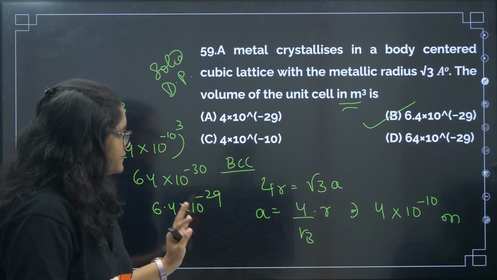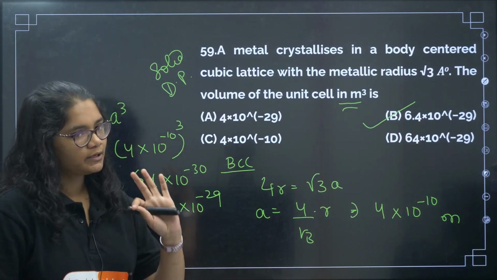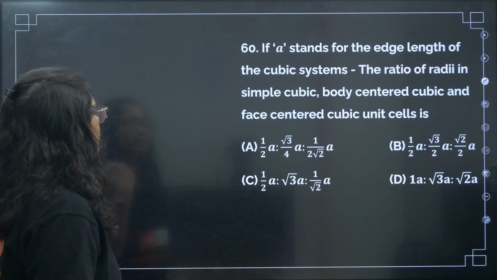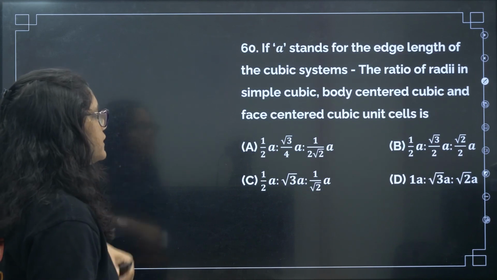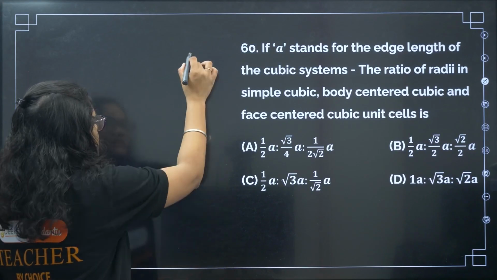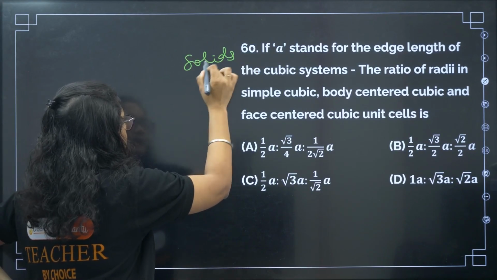This was again a very easy question, but it is from the deleted portion. No need to study this chapter. Coming to question number 60. If A stands for the edge length of the cubic system, the ratio of the radii. Again this question is from your solids chapter, deleted portion.